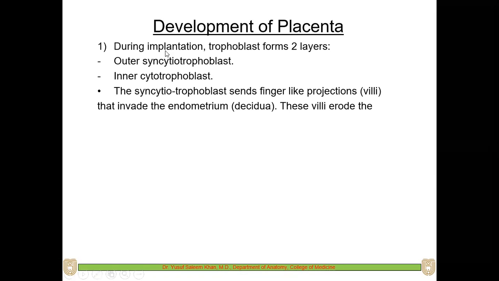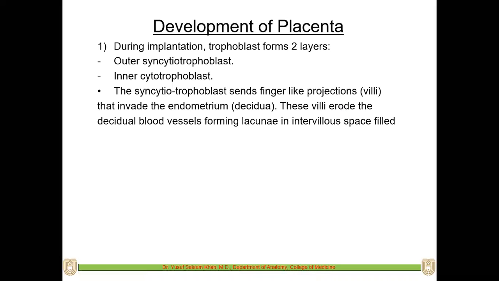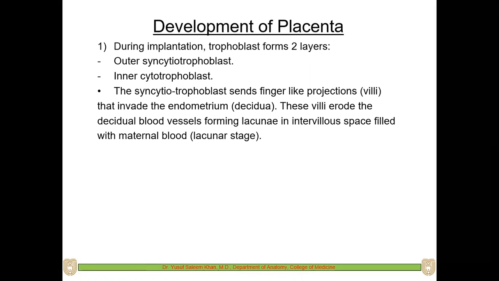If you see the development of the placenta, we have seen two important structures. The placenta develops from the trophoblast, which differentiates into two layers, cytotrophoblast and syncytiotrophoblast. The syncytiotrophoblast sends finger-like projections, villi, that invade the endometrium, which is now called the decidua. These villi erode the decidual blood vessels, forming lacunae, the intervillous spaces filled with maternal blood.